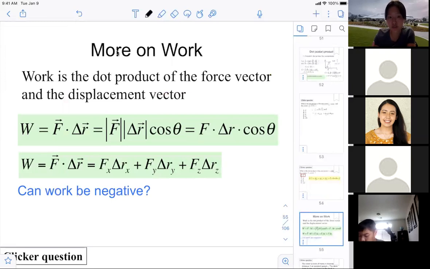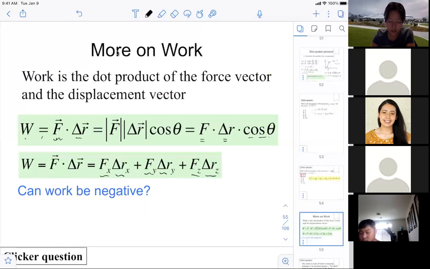All right, so we did a really brief review on the dot product, and then we come back to work and using dot product to represent the definition of work. So here we have a more accurate definition. Our definition has been improved because we have taken into consideration that the force could be at a different angle. So work is defined to be the dot product of the force vector and the displacement vector. Now, when you want to calculate it, you either use the force magnitude times delta R magnitude times cosine theta, the angle between the force and the displacement, or you do them component by component.